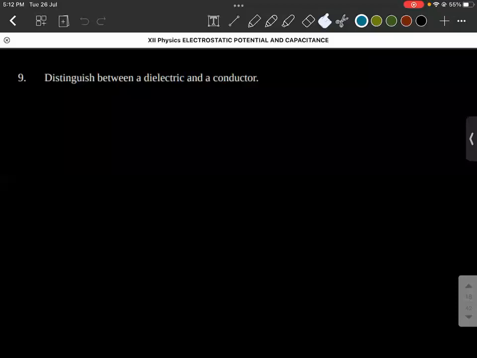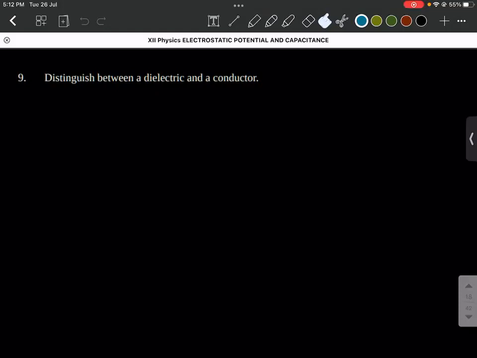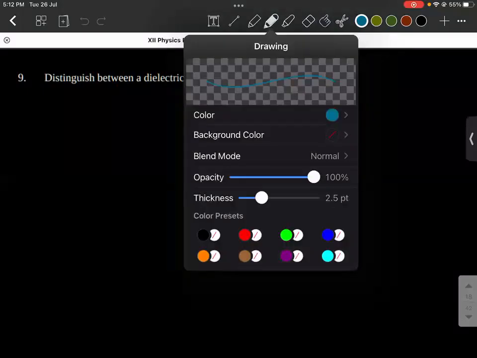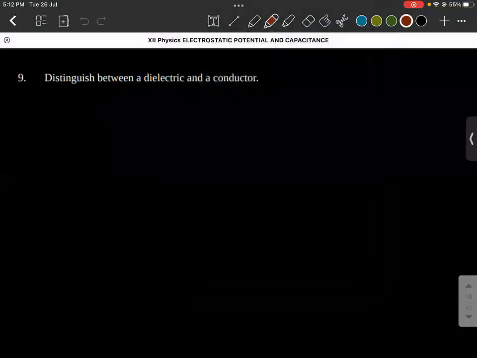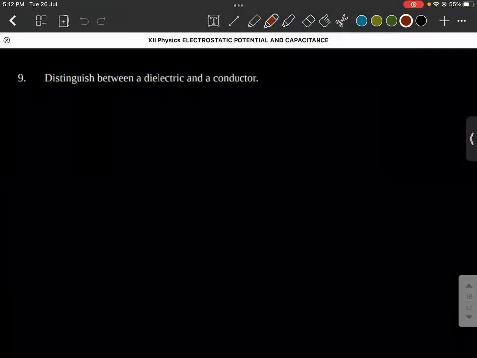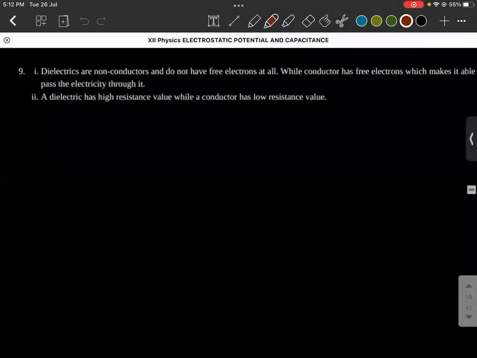So what is the difference between dielectric and conductor? What is the dielectric basically? So what do dielectrics basically have? They have dipoles present inside them, whereas electric conductors have free electrons present inside them. So dielectrics oppose conductivity, whereas conductors support conductivity. This is known to us. Okay. Moving on to the next one.